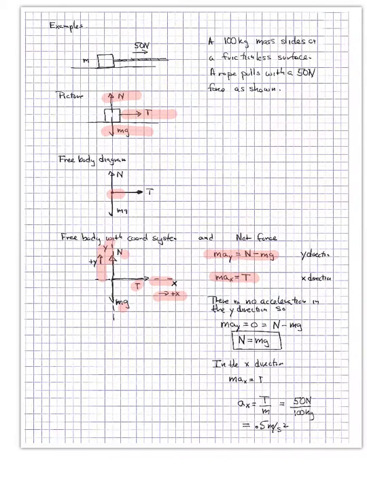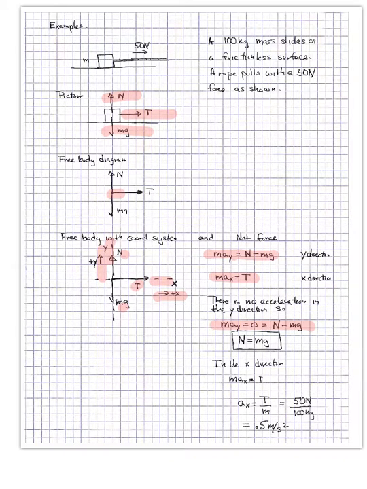Now, this block is not going to fly off the table. There is no acceleration in the y direction. So I can use that and say may is N minus mg. So I set ay equals 0. That means the normal force is the weight. That's a common occurrence, but it is not always true.